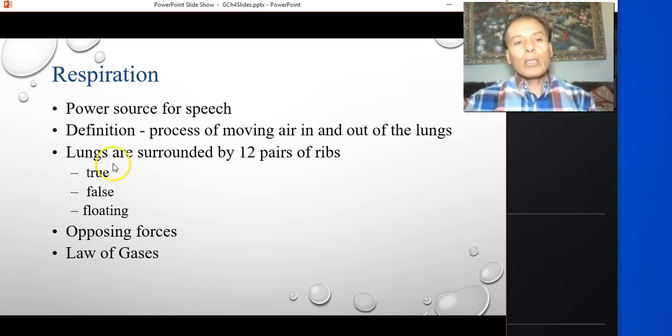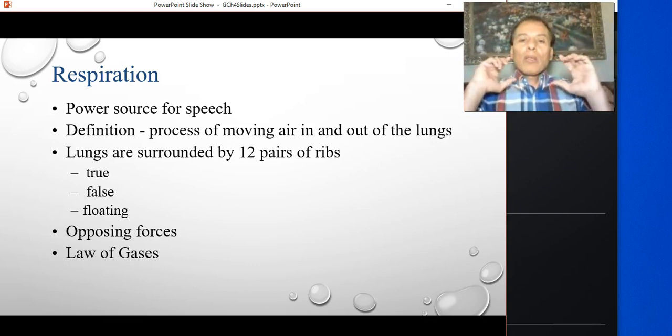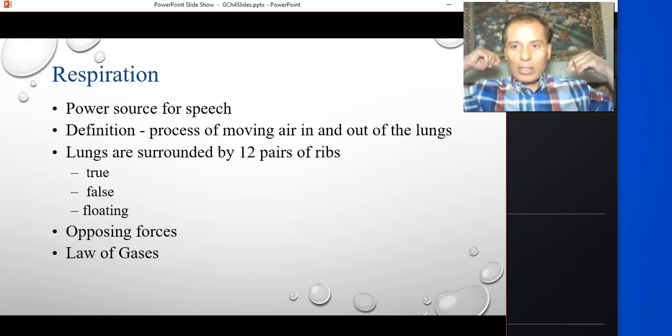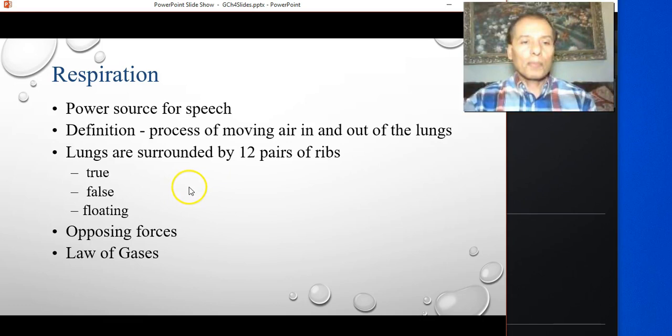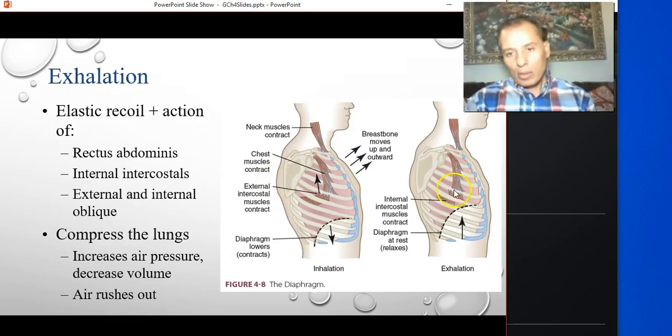So the lungs are surrounded, of course, the thorax encases the lungs. And the thorax has 12 ribs on each side. And each rib is connected to the vertebra of the vertebral column. So 12 ribs, the top 7, they are called true ribs because they are connected both to the spinal column and to the breastbone. That is called the sternum.